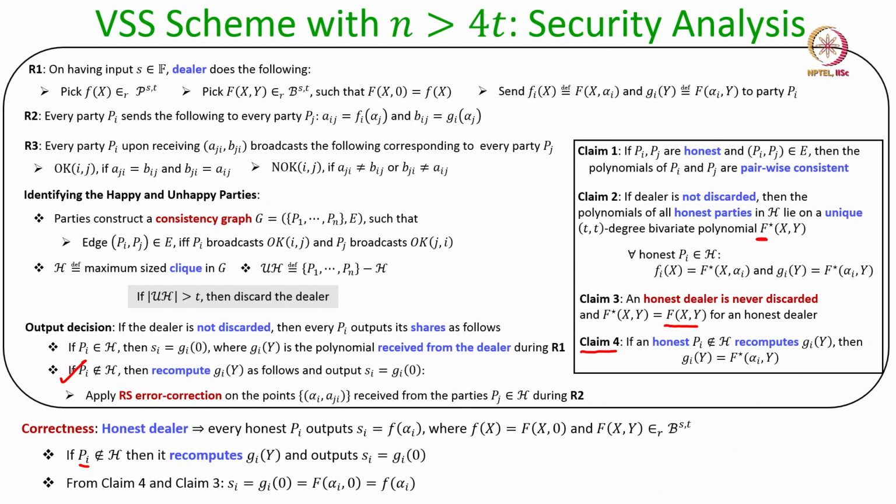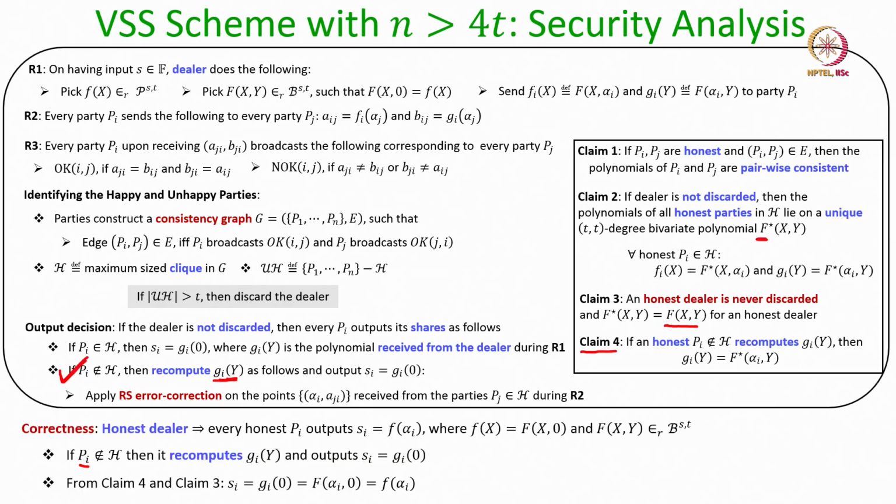Now, you might be wondering, if the dealer is honest, why is Pi again recomputing its polynomial if it is not a part of the happy set? Well, Pi would not know actually whether the dealer is honest or corrupt. It has to follow the protocol steps, and what we are guaranteeing here is that even if Pi is recomputing its column polynomial, for the case when the dealer is honest, its recomputed polynomial will end up being the same column polynomial which it would have received from the dealer during the first round.